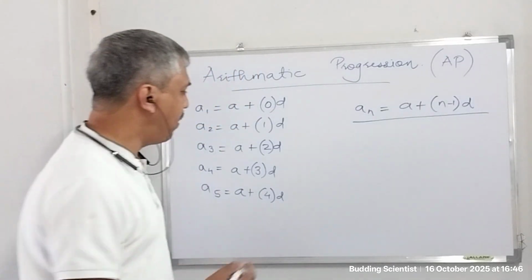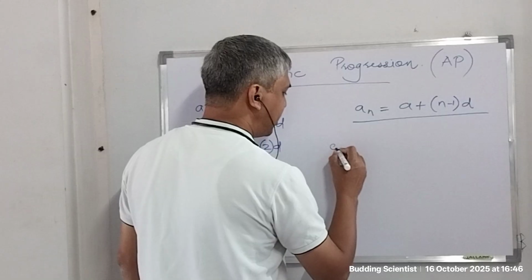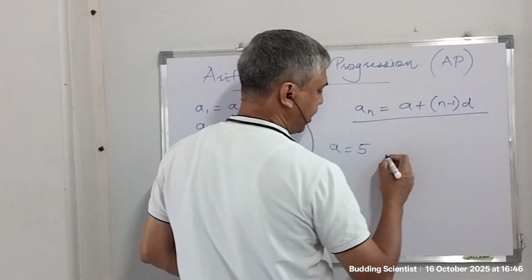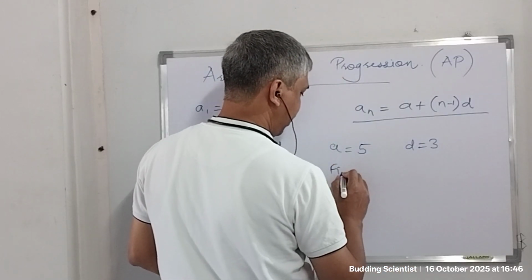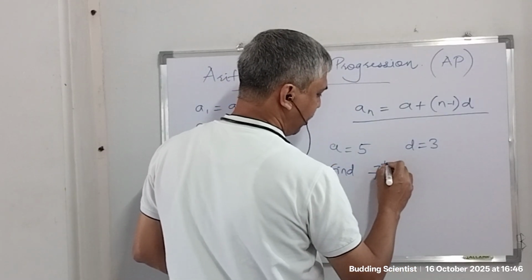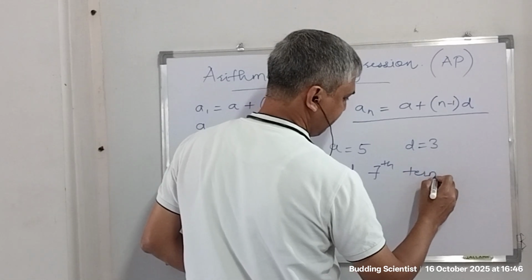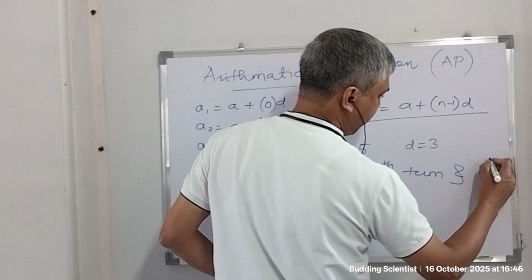You can solve some problems. Supposedly an AP has A equal to 5 as the first term and the difference is equal to 3. Find the 7th term and the 11th term.